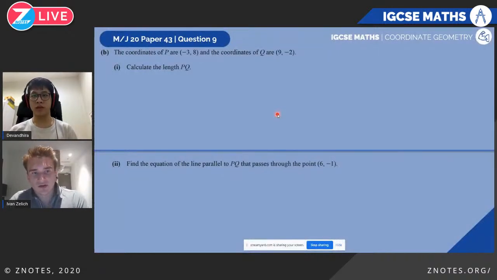So now another question, we have the coordinates of P are negative 3, 8, and the coordinates of Q are 9, negative 2. First question is to calculate the length of PQ. So this is our Pythagoras' formula.